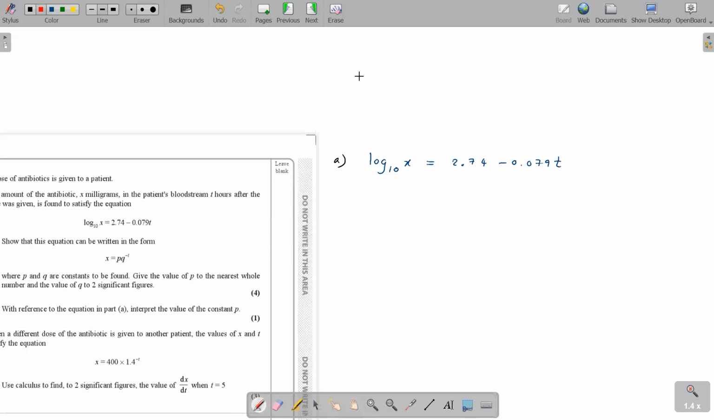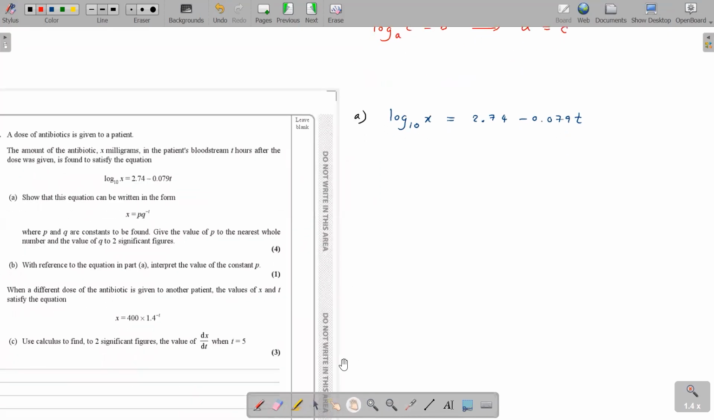Do you remember the rule for converting log to index form? So logarithm of c to the base a equals b. What's the index form? We write a to the power of b equals c. This is something you learn in P2. So let's get the answer.